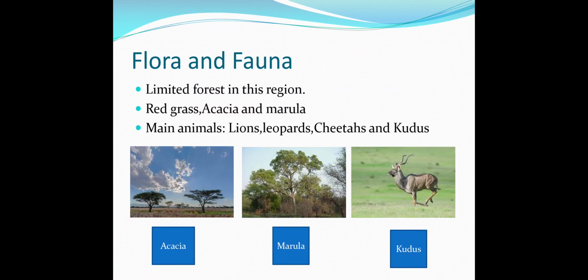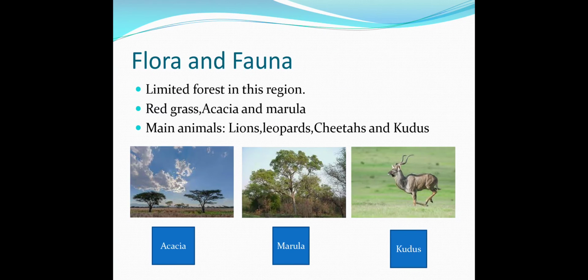Then we moved towards the flora and fauna. In flora and fauna I told you that there are very limited forests here. That is because of the semi-arid climatic conditions. Then there are a few trees which grow here, which are acacia. I told you about acacia. Then I told you about marula. Then I also mentioned a few important animals which are found here.